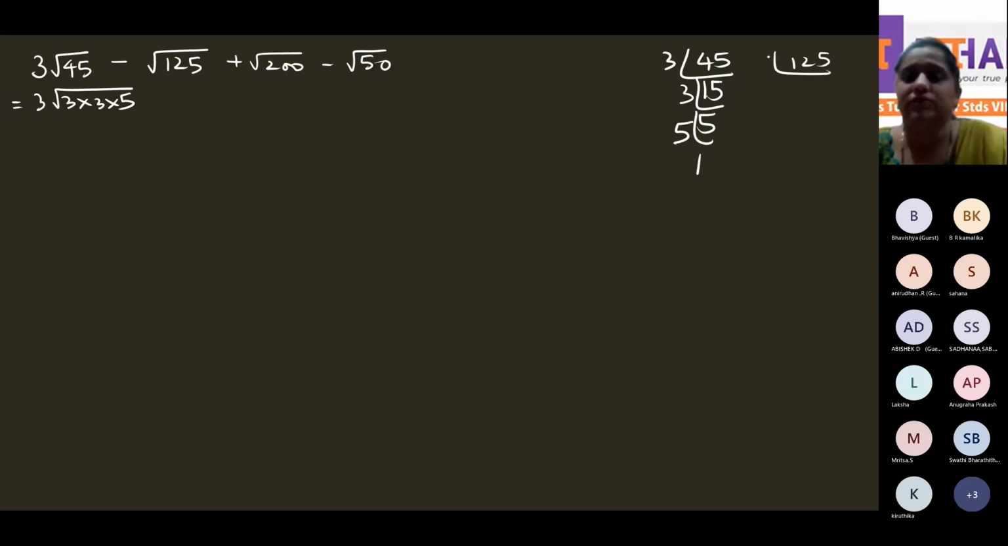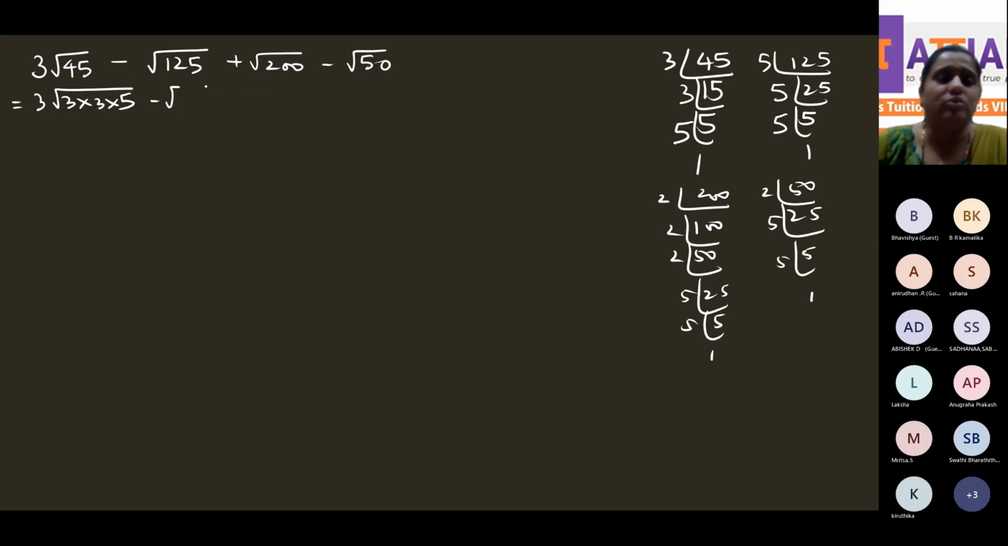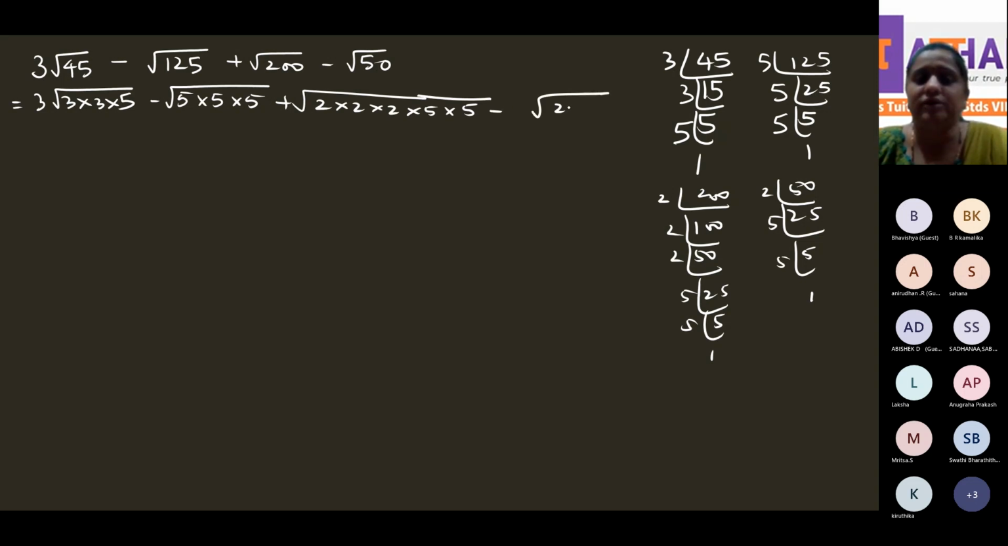125: 5, 25; 5, 5; 5, 1. 200 will be 2, 100; 2, 50; 2, 25; 5, 5; 5, 1, and 50 would be 2, 25; 5, 5; 5, 1. This is what you'll have to write. Minus square root of 125, you see there 5 into 5 into 5. And 200, you see there it is 2 into 2 into 2 into 5 into 5. And 50 is 2 into 5 into 5.